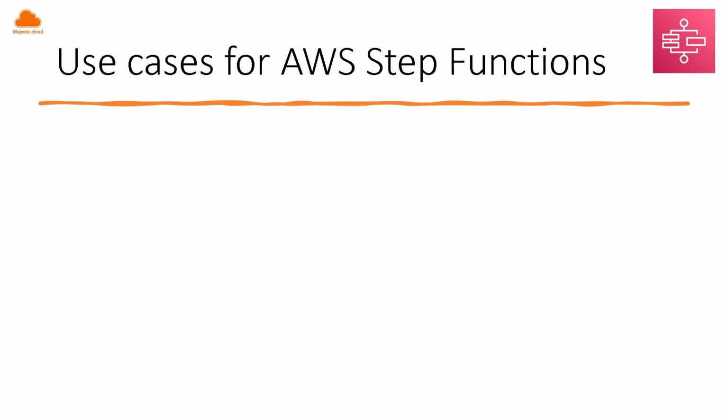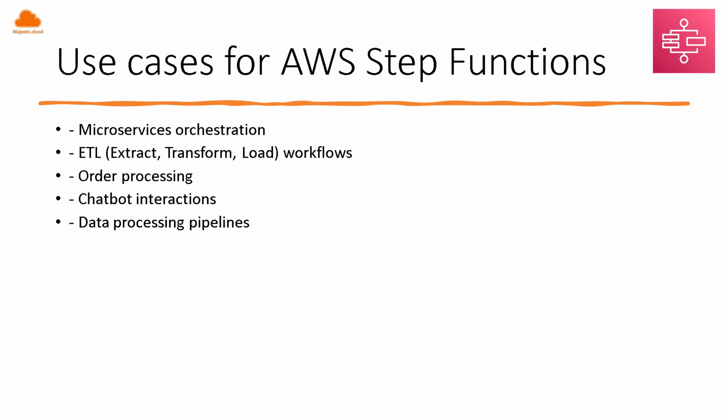So let's see some use cases. Microservices orchestration. It will help you to coordinate and manage complex workflows across multiple microservices, ensuring that you have reliable execution and fault tolerance. You can use it for ETL, extract, transform, load workflows. Order processing, this allows you to, for example, automate and streamline the order processing workflow. You can include steps like inventory management, payment processing, shipment tracking.